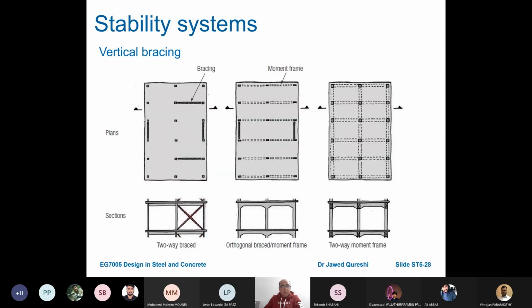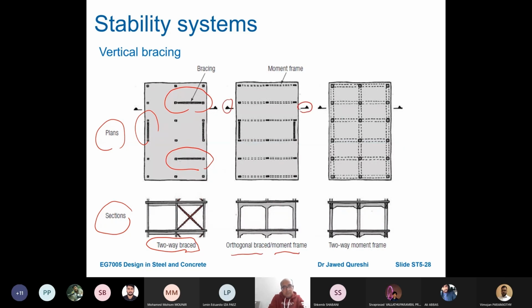Vertical bracing: how do we provide vertical bracing? This is the plan of the building, and at the bottom you can see these sections. You can see that on both sides of the frames, the bracing is provided here at specific locations. Two-way braced means that on both sides of the frame, we use bracing. Now, this is orthogonal braced. It means that on one side, the section is being taken over here. It means that if we cut this building across the depth, we will see these kinds of structures.